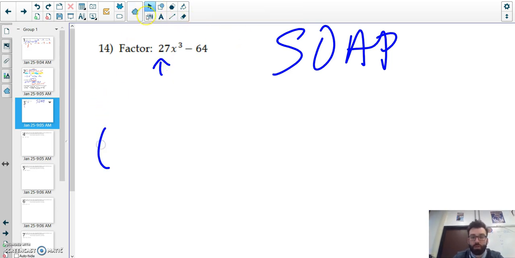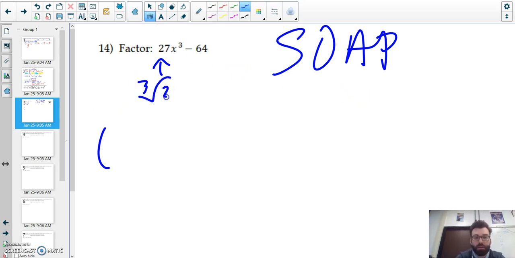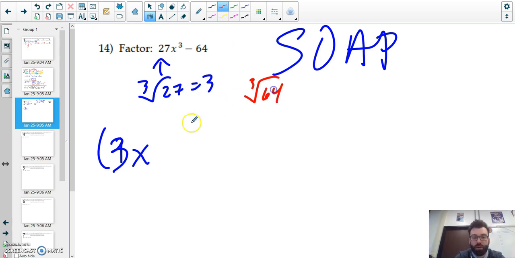Well, what is the cube root of 27? The cube root of 27 is 3. So I have 3, and the cube root of x cubed is just x. The cube root of 64 is 4. Now, remember, the first S stands for same sign.